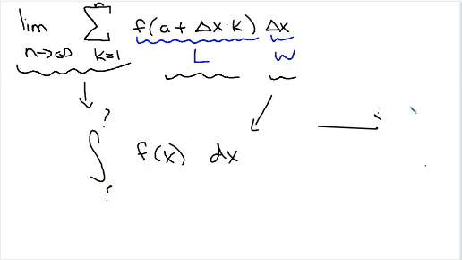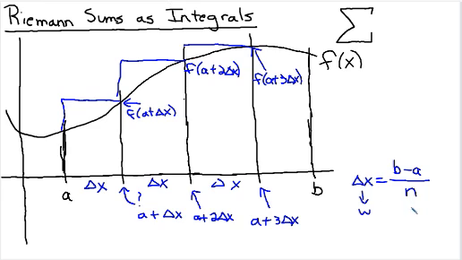I want to go back for a second to this right here. The change in x is equal to the top limit minus the bottom limit divided by n.